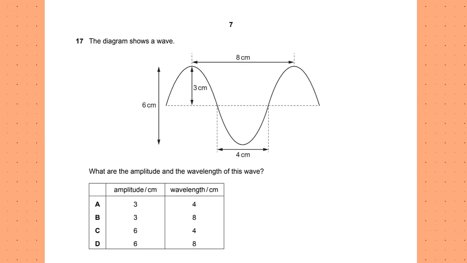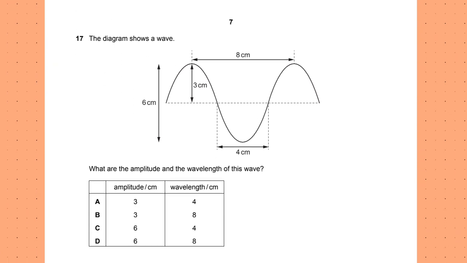17, the diagram shows a wave. What are the amplitude and the wavelength of this wave? So amplitude is pretty easy to see. This is just 3. From the mean position to the crest or to the trough, by symmetry, both of these will be equal. So 3 and 3. And wavelength is going to be the peak to peak, or the trough to trough, or the start of one wave to the start of another wave distance, which is 8. However you want to look at it.